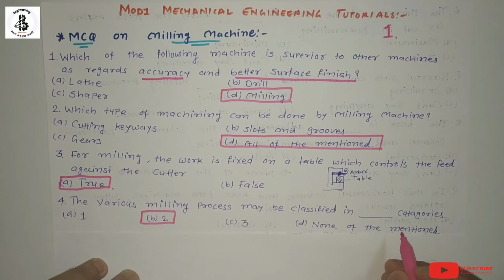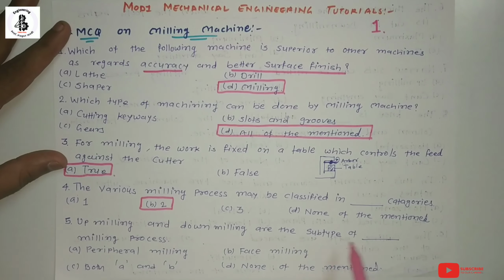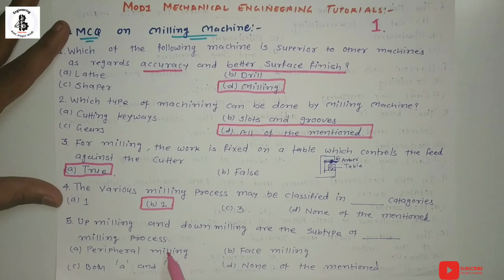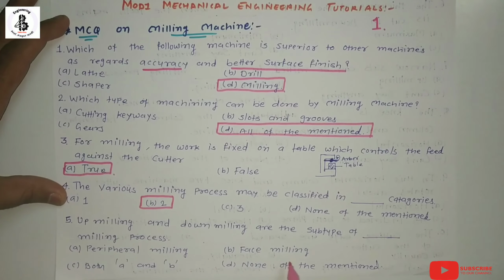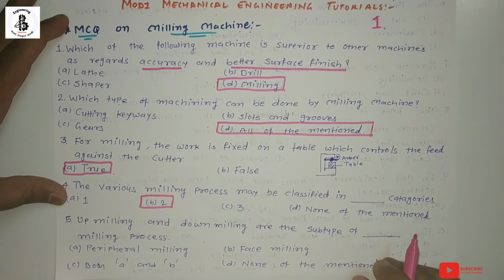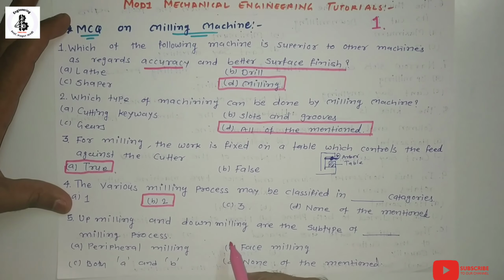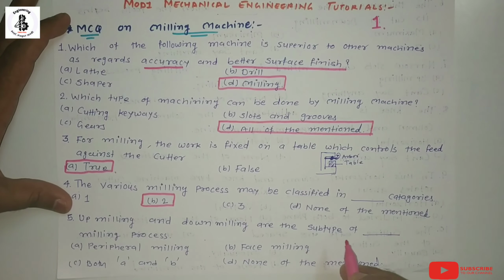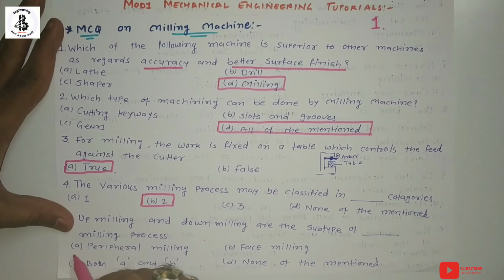So option B. Now we will see the next question. Up milling and down milling are the subtype of which milling process? Option A, peripheral milling. Option B, face milling. Option C, both A and B. And option D, none of the mentioned. So basically, up milling and down milling both are subtypes of the peripheral milling process. A peripheral cutter is used for performing up milling and down milling. So the option A.